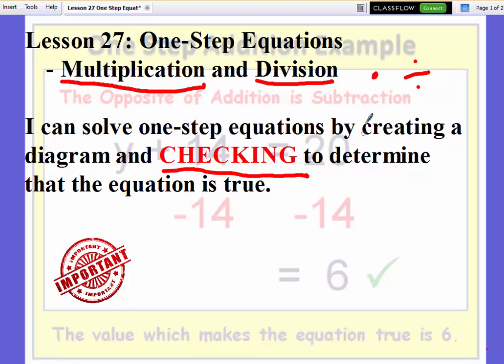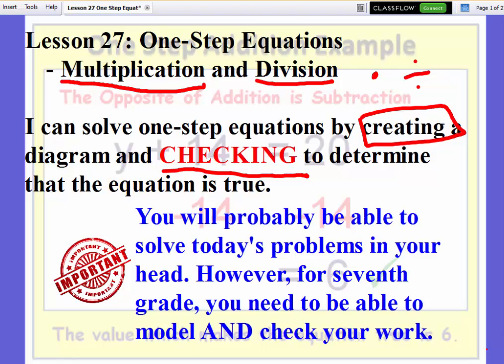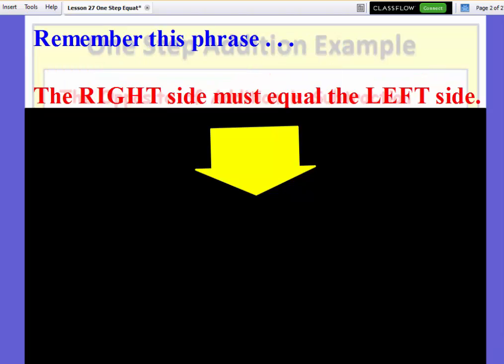Remember, with that create a diagram, that means we're going to be having some kind of picture support. And again, just like yesterday, you're going to be able to probably solve today's problems in your head. However, for 7th grade, you need to be able to model and check your work. So we're getting you ready for 7th grade.